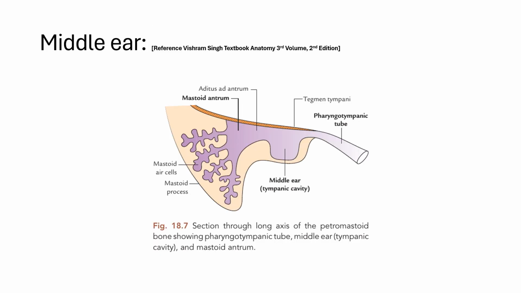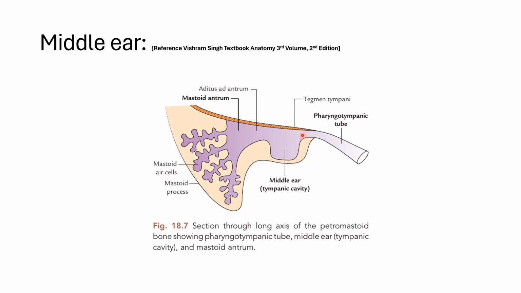Now here you see this diagram. In this diagram, this purple roughly cube shaped structure is the middle ear. Now in this you see that the middle ear is not a completely closed cube. It is having a communication with this part. This is called the mastoid antrum, and the communication is through this part, which is called additus to the antrum, additus to the antrum.